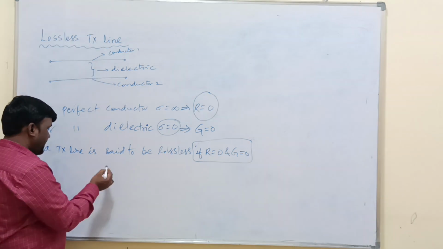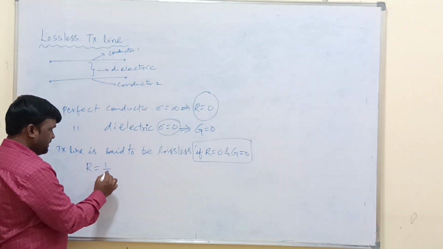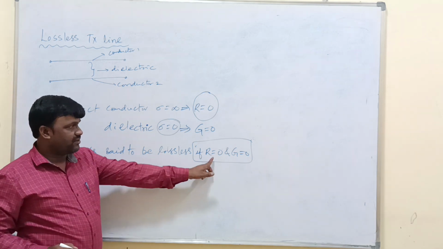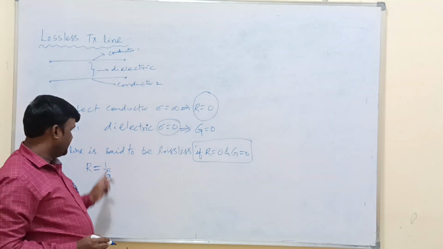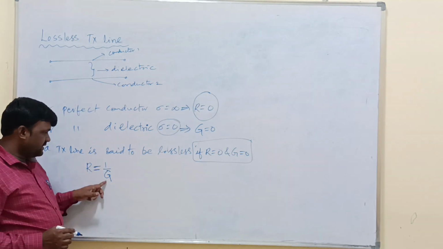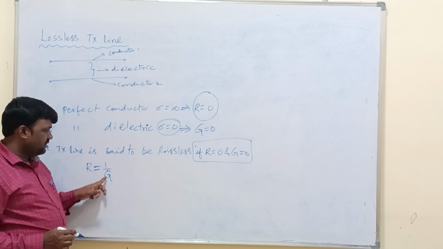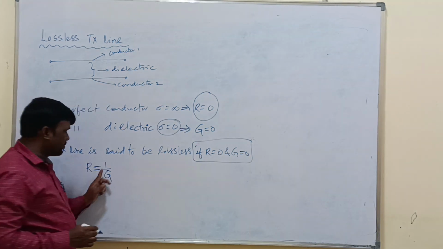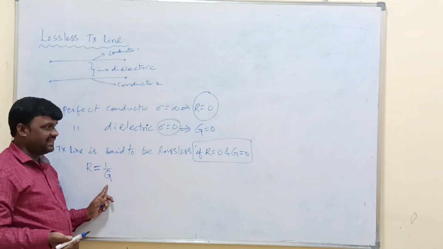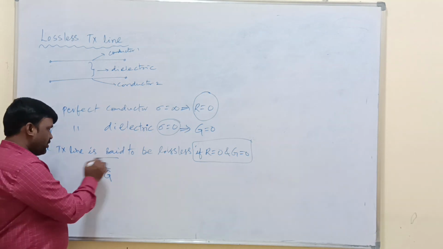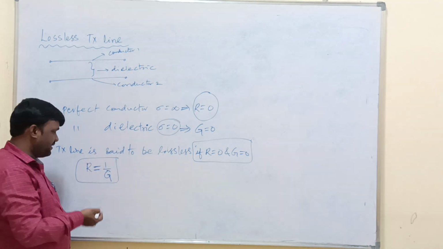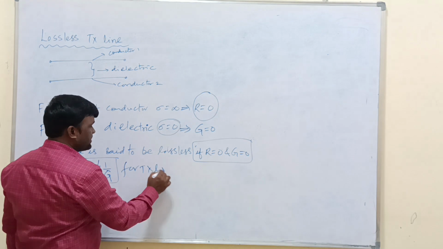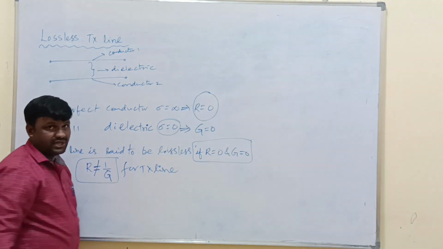Generally, what is the relationship between R and G? R equals 1 by G, that is the general relation. If R equals 0, then G should be infinity, since G can be written as 1 by R. Or if G is 0, R equals 1 by 0, which gives infinity. This relation is applicable for lumped elements, but a transmission line is a distributed element. In this case, R is not equal to 1 by G for a transmission line. And for a lossless transmission line, R equals 0 and G equals 0.